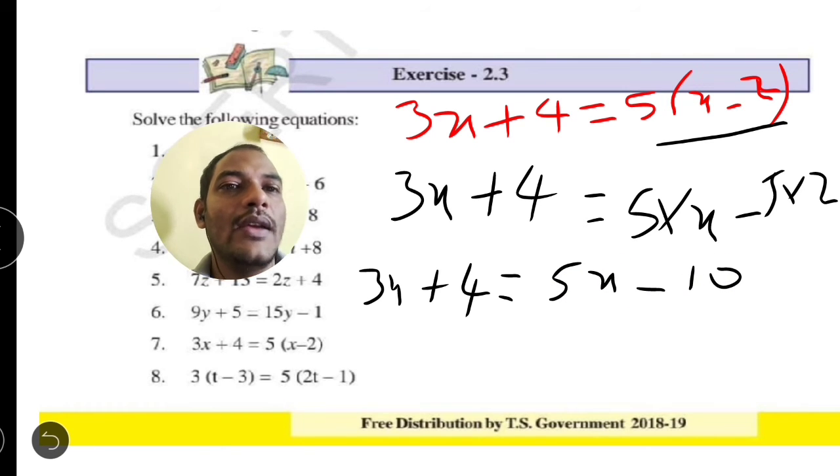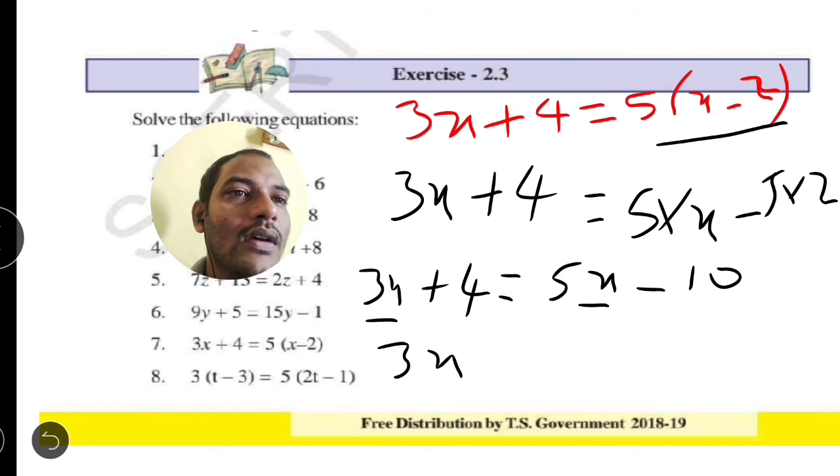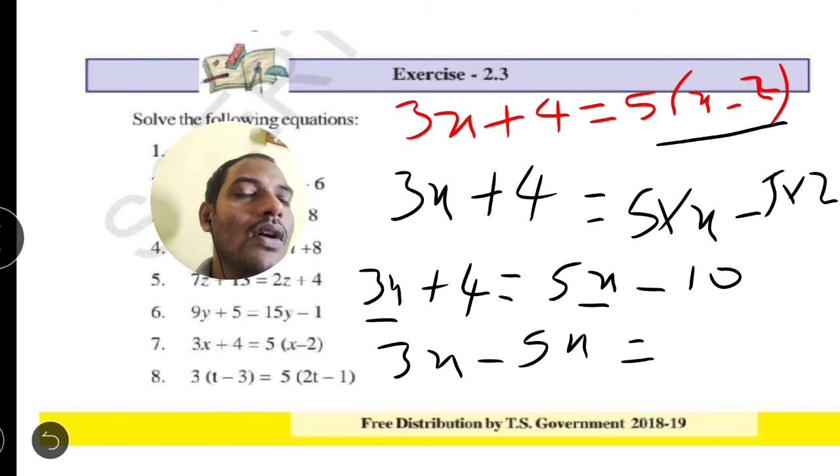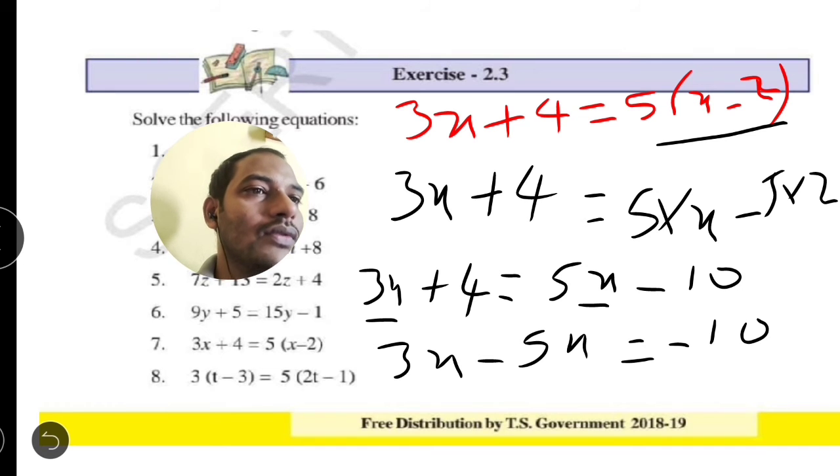See, now same as the previous questions 1, 2, 3, 4, 5, 6, the variable is on both sides of the equal symbol. So now write variables on one side, that means the LHS side, and constants on the right side. So here 3x, positive 5x will become negative 5x, equals constant numbers. First you have to write the right side constant number. So remember children, the right side constant number you have to write first. Next, the left side constant number is plus 4, so it will become minus 4.